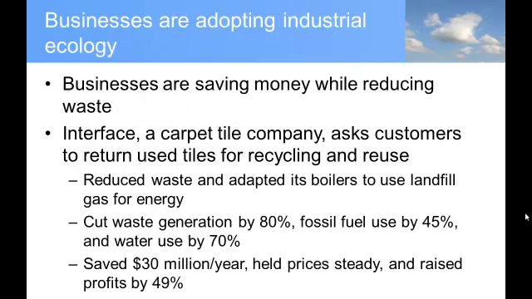So businesses find that they can save money while reducing waste in many of these life cycle analyses. Interface, a carpet tile company, asks customers to return used tiles for recycling and reuse. And this has cut waste generation by 80%, fossil fuel use by 45%, and water use by 70%. And has saved them about $30 million a year.